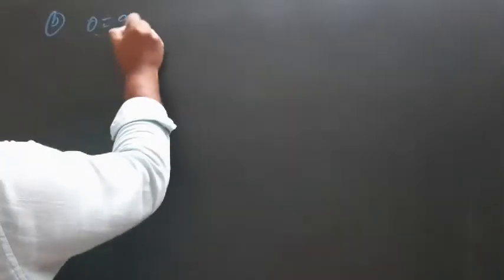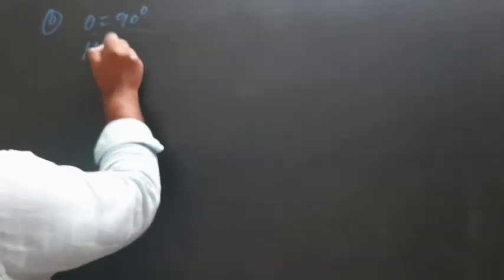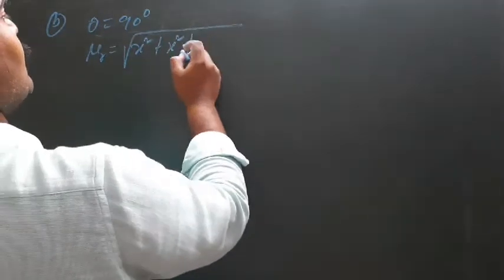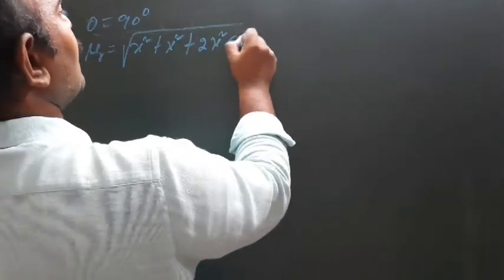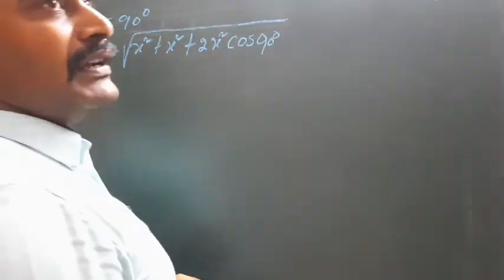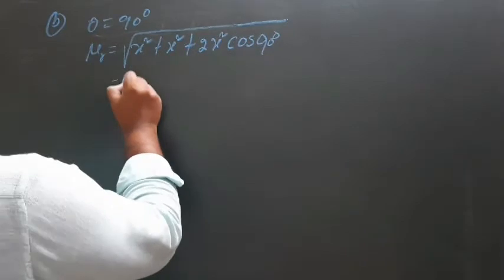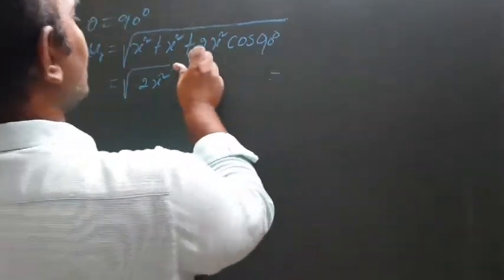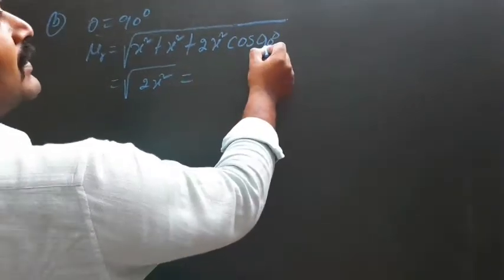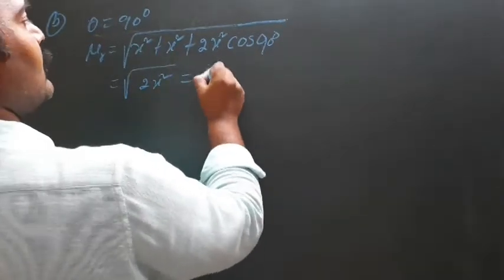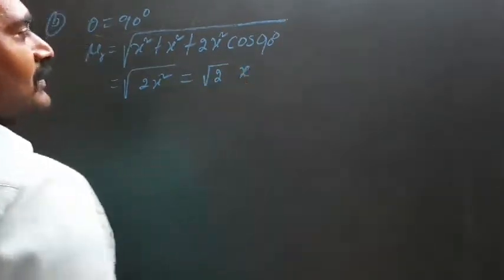Now see here, second question. Theta is equal to 90 degrees. Then mu r is equal to square root of x square plus x square plus 2x square cos 90. Cos 90 means 0. Then what will we get? Square root of 2x square. Cos 90 is 0, so 0 into 2x square is 0. Then we will get root 2 into x.